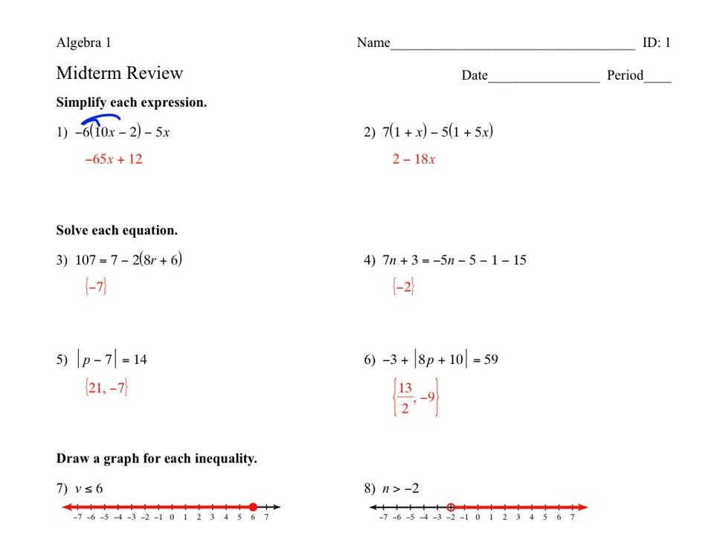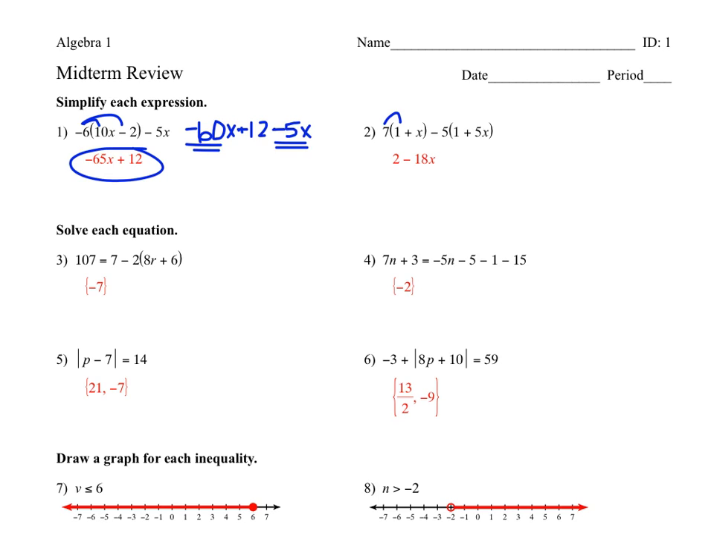So parentheses tell us we have to distribute. So I would get negative 60x plus 12 minus 5x. The minus 5x is just hanging out there. And then the things I can put together are the negative 60 and the negative 5 because they're both x's. And as you can see, when I put those together, I'm going to get the answer we have right here.